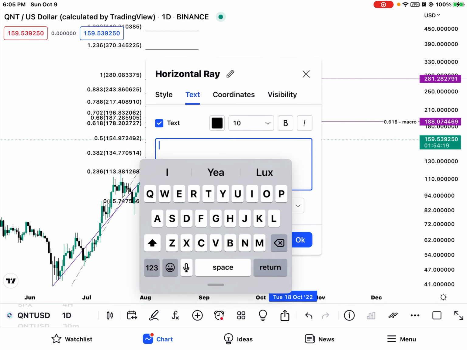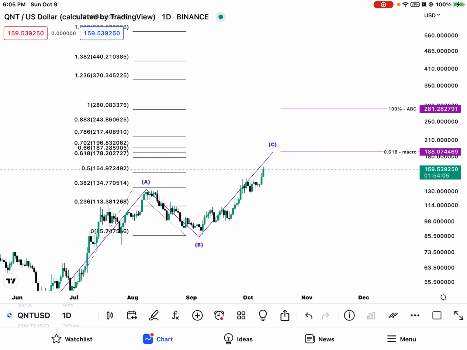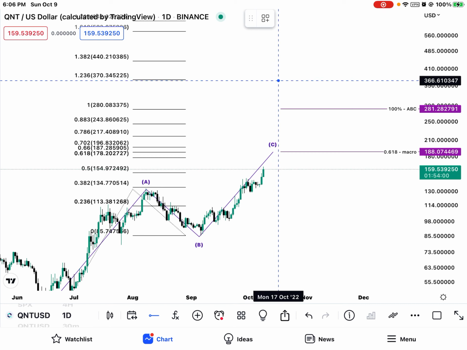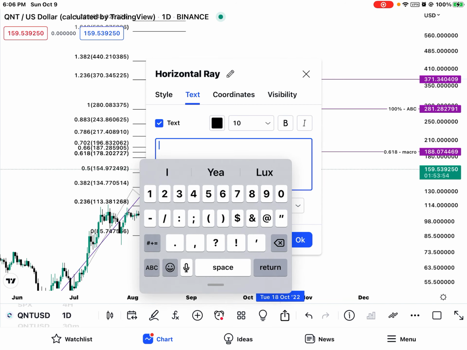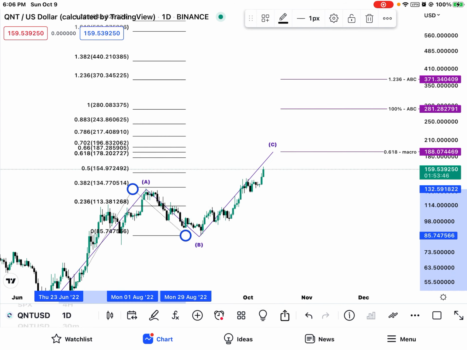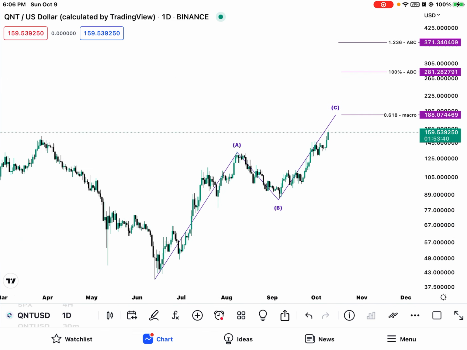Okay, we can label this 100% ABC, and it can also go to our 1.236. Usually our C legs can hit the 1.236 as well. Okay, this would be our 1.236 ABC. So now that we have our targets, let's label some more targets.